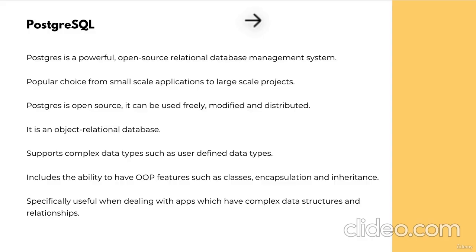So essentially, in an object relational database management system, you could go ahead and save objects as well. Now, along with this, object relational databases also include the ability to have object-oriented programming features such as classes, encapsulation, and inheritance. Such object relational databases are specifically useful when dealing with apps which have a complex data structure and relationships. So if you're building a modern application wherein you need to have some really complex objects and you also need to establish a relation between those particular objects, in that particular case, you could go ahead and make use of Postgres.